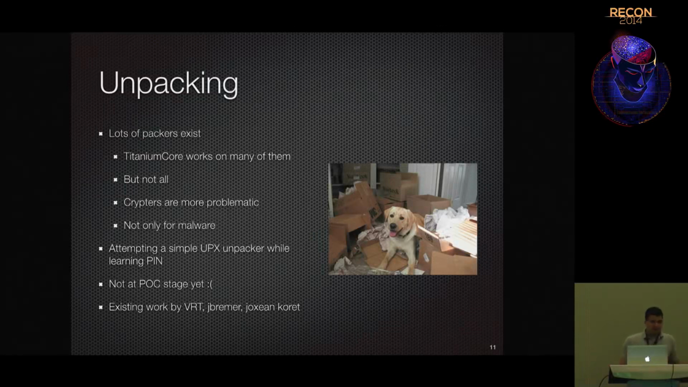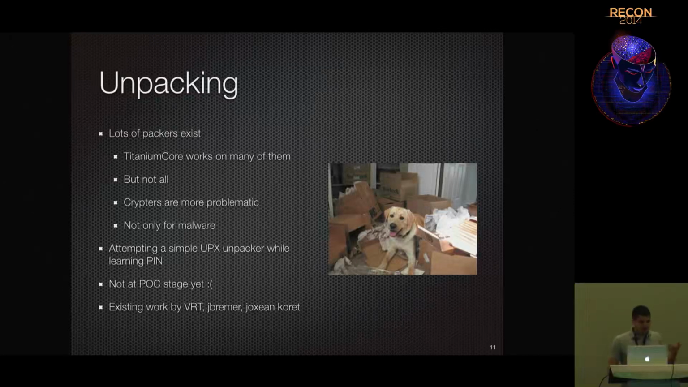And so I started working on a simple UPX unpacker just so I could learn it, and it ended up being more complex than I realized it would be. I ended up not being able to get it to a state where I could even have a demo that would crash here, unfortunately. But I know the SourceFire VRT just a couple months ago had a blog on using PIN for some unpacking stuff. Julian Bremer had a blog a couple years ago about using it. He has a PIN tool that I think still works that can unpack the RunPE packer.